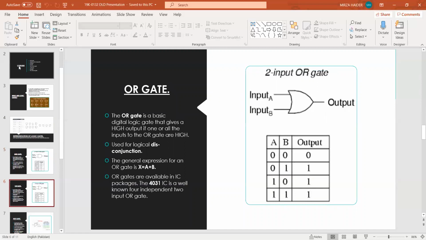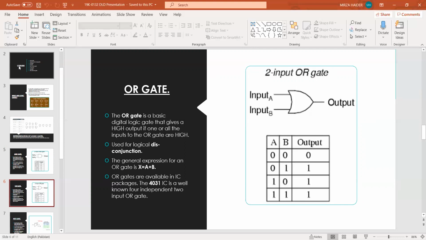The next gate that we're going to cover is the OR gate. The OR gate is a basic digital logic gate that gives a high output if one or all the inputs to the OR gate are high. This OR gate is used for logical disjunction. The general expression for an OR gate is X equals A plus B, like simple addition as used in simple algebra. OR gates are available in IC packages. The 4071 IC is a well-known quad 2-input OR gate.